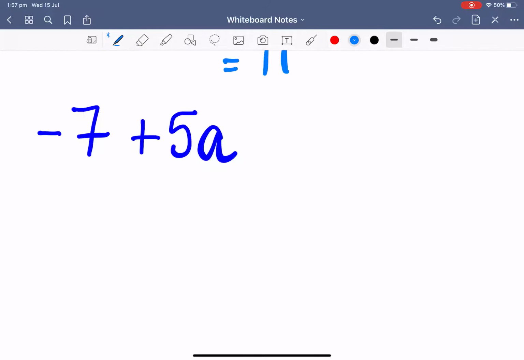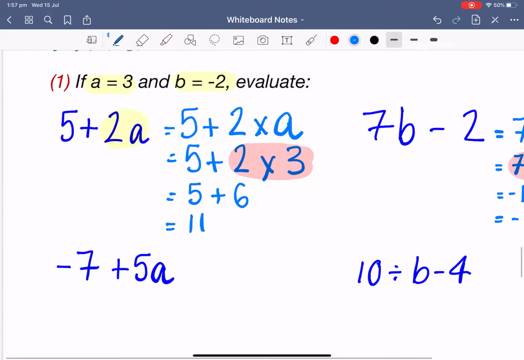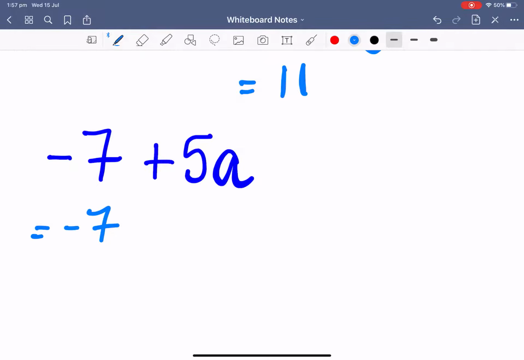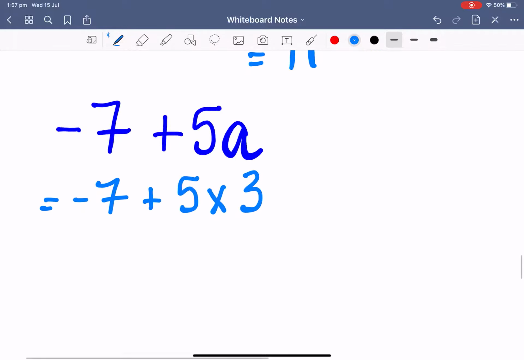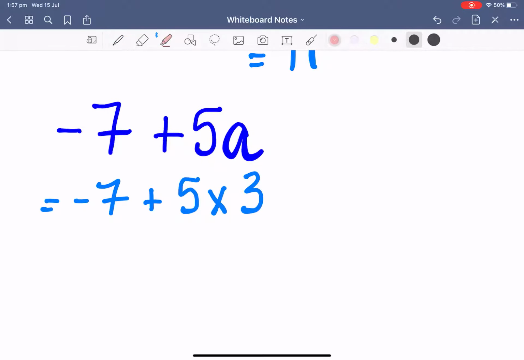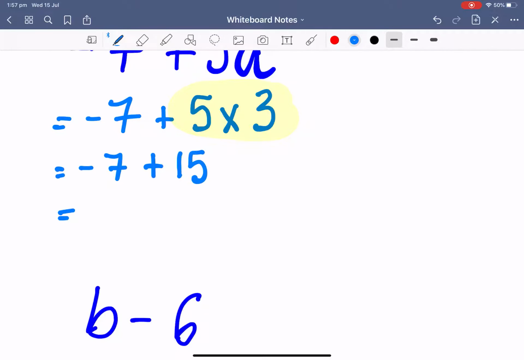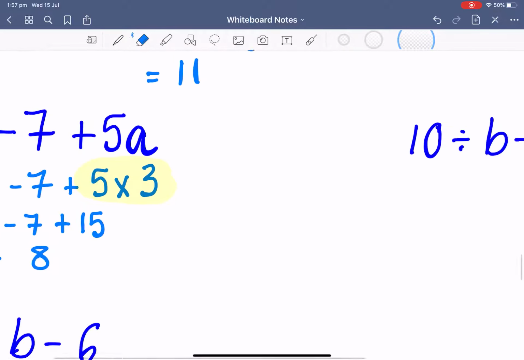So -7 plus 5a. So we remember a equals 3, so let's write it out. -7 plus 5 times 3. So again, we need to use BODMAS, and you can guess that we need to do our multiplication first. So let's just write the first bit out, -7 plus 15. So you have -$7 in your bank account. I'm going to give you $15, so now you should have 8, okay? And you can also work that out on a number line. Let's move on to the next one.